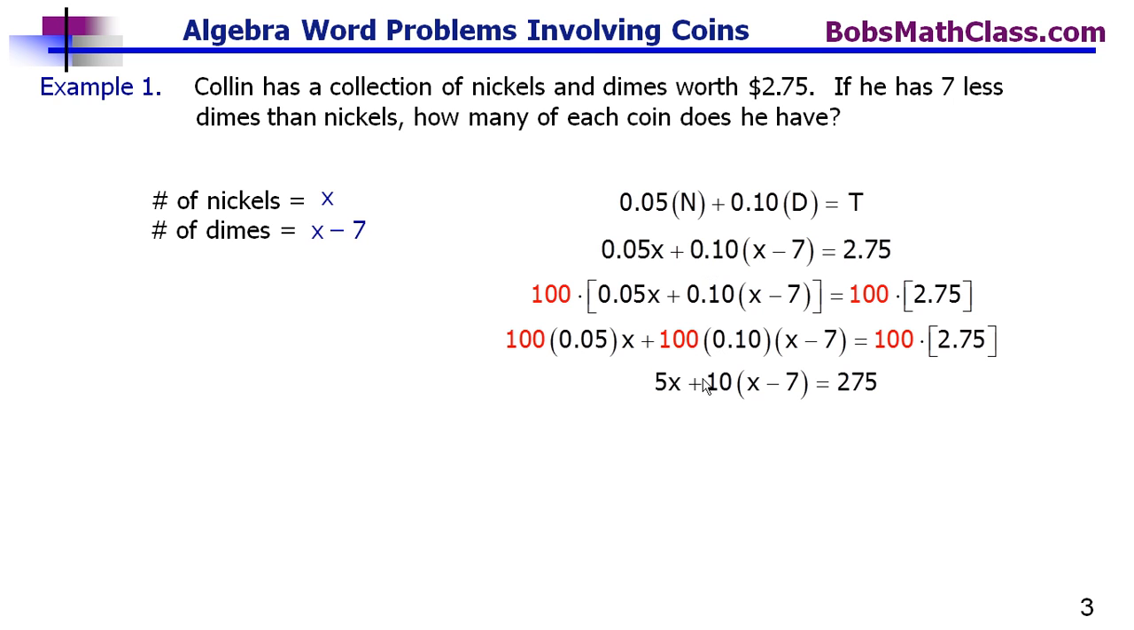Okay, so I showed this step here. If I was doing a bunch of problems for homework, I probably would just skip this step. You be your own judge. You could simply just move the decimal point over 2 places for this 0.05 and the 0.10 and the 2.75.